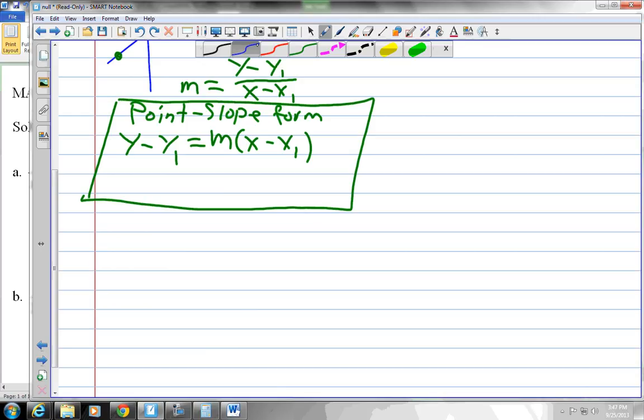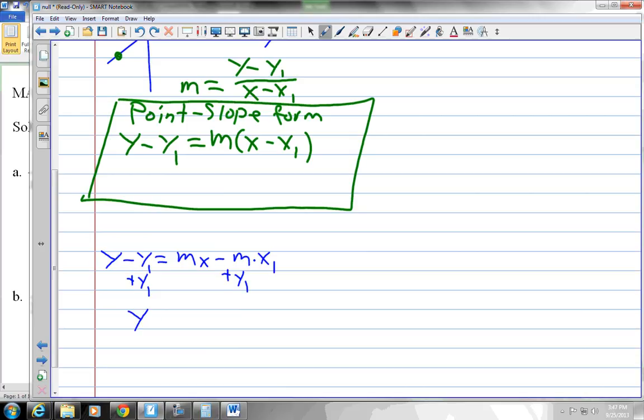So you need to know that equation, by the way. That's kind of a big deal. Now, if I start simplifying this, if I distribute m, I'll get mx minus m times x1. Right? If I distribute m through, I'll get that. And if I solve for y, I'll have to add y1 to both sides. I have this: y equals mx plus y1 minus mx1, something crazy like that.